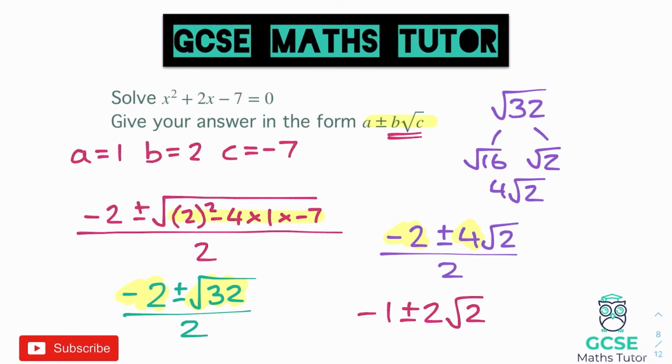And there we go, there is our final answer. Negative 1 plus and minus 2 root 2. Right, so that's how we do this without a calculator.